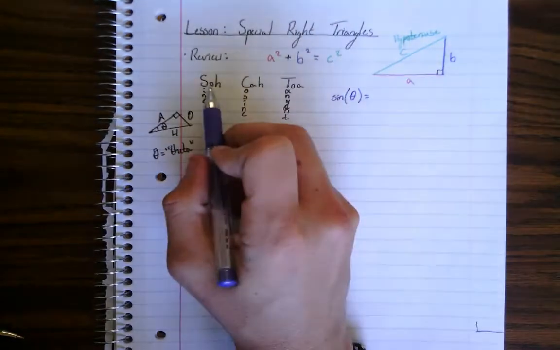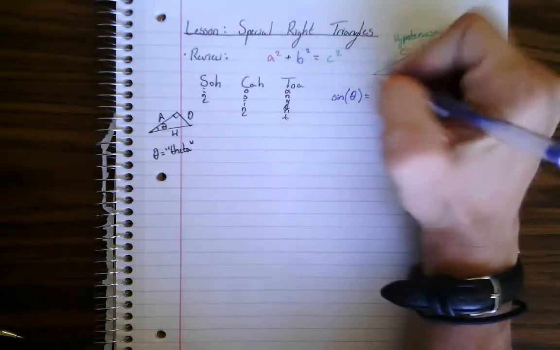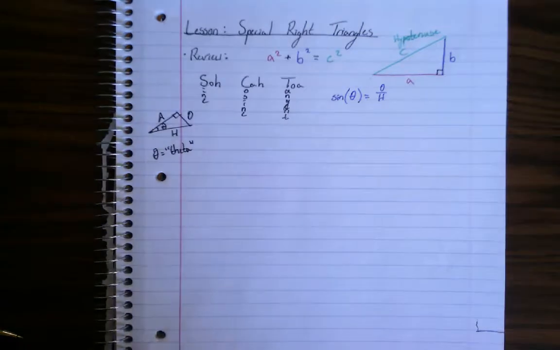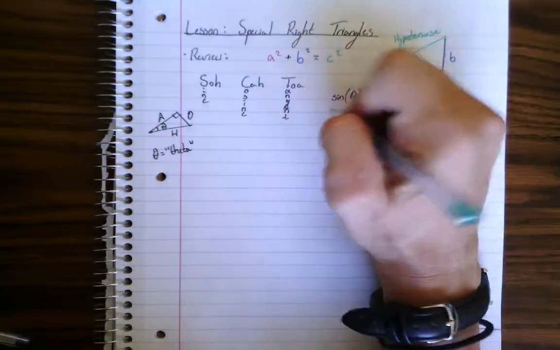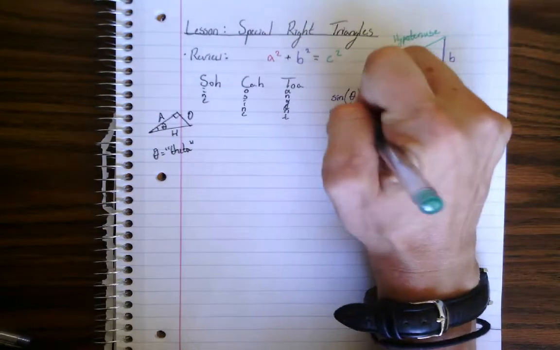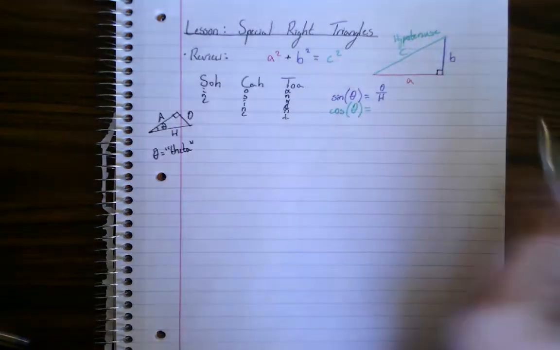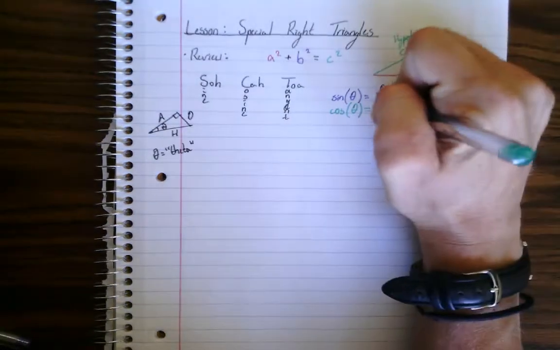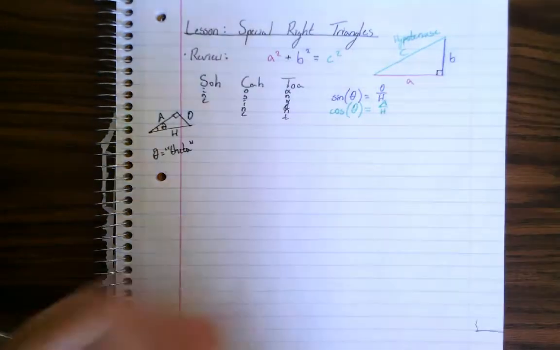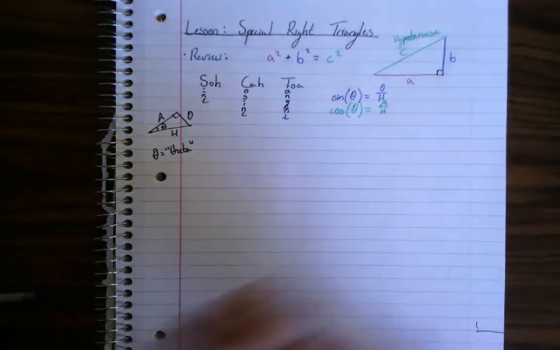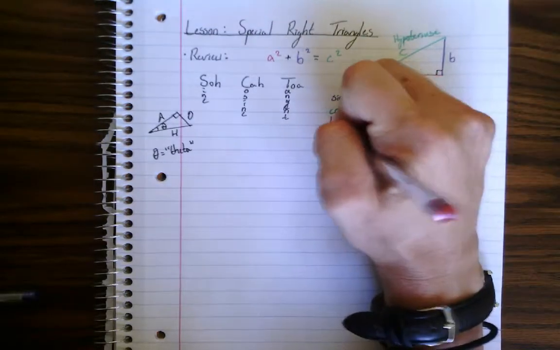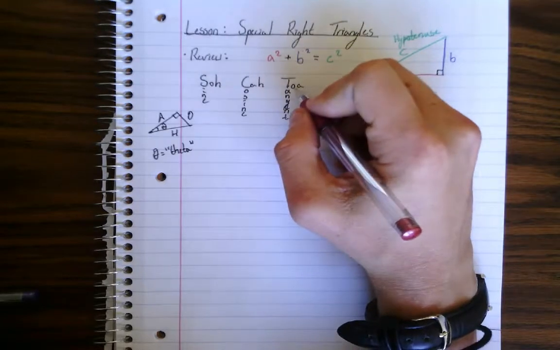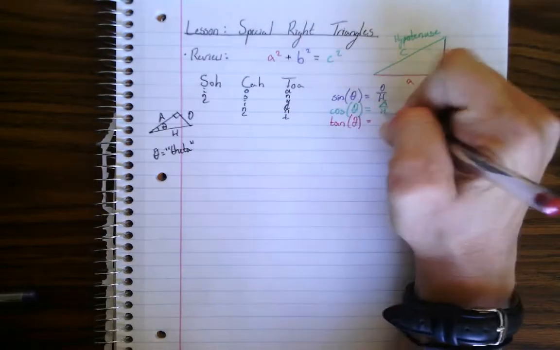So sine can be written as the ratio of the opposite side over the hypotenuse. Cosine of theta can be written as the ratio between the adjacent side and the hypotenuse. And then finally, tangent of theta, tangent was our opposite side over our adjacent side.